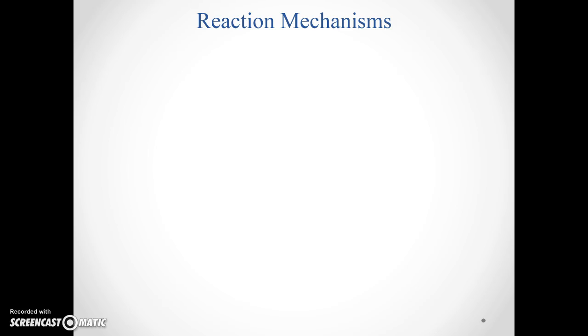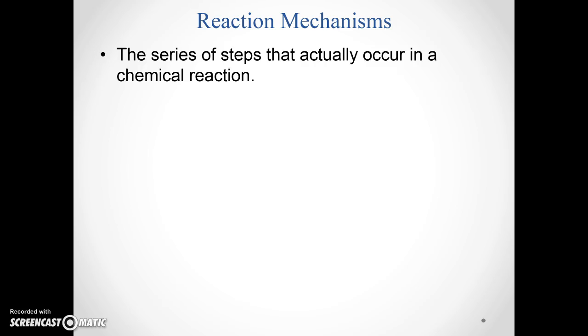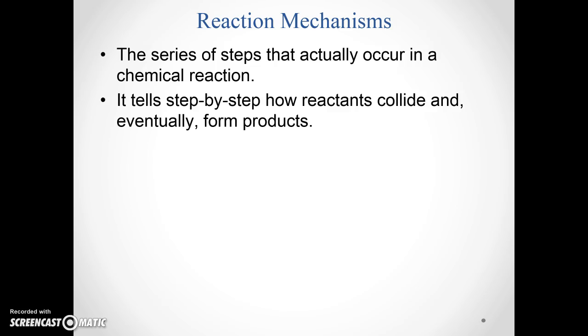We're going to pick up there and talk about reaction mechanisms. A mechanism is the order of events that a reaction takes to get to completion. We talked about the idea of activated complex or transition state. We're going to include that here, as well as reactions that happen in many steps. That may ring a bell because we talked about that in Hess's law in chapter 10. So reaction mechanisms are the series of steps that actually occur in a chemical reaction. It tells step by step how reactants collide and eventually form the products of interest.